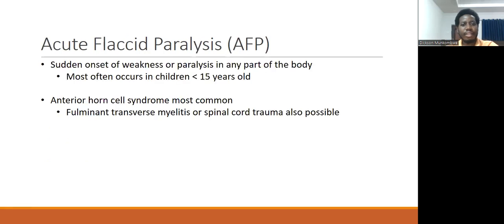So we'll delve in and go a little bit off tangent from the cases and talk about acute flaccid paralysis. Acute flaccid paralysis is a sudden onset of weakness or paralysis in any part of the body, most often occurring in children less than 15 years old. Anterior horn syndrome is the most common presentation in the acute flaccid paralysis umbrella. Fulminant transverse myelitis or spinal cord trauma are also possible.